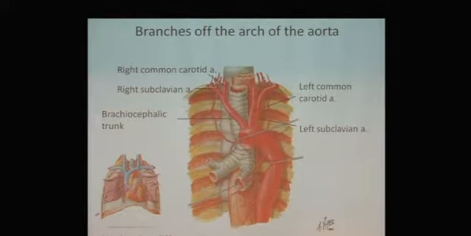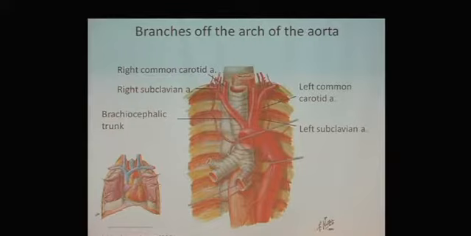The aorta, you can consider it in sort of regional parts. The first part of the aorta is the ascending aorta. That's the part that comes off the heart. This portion of the aorta right here is the arch of the aorta.